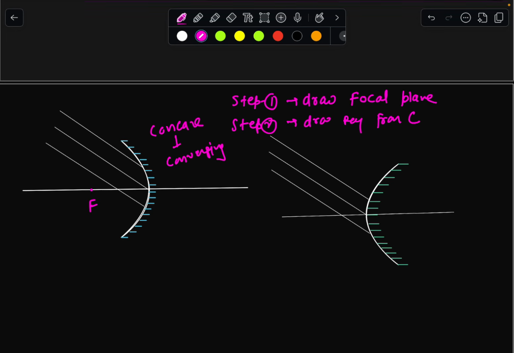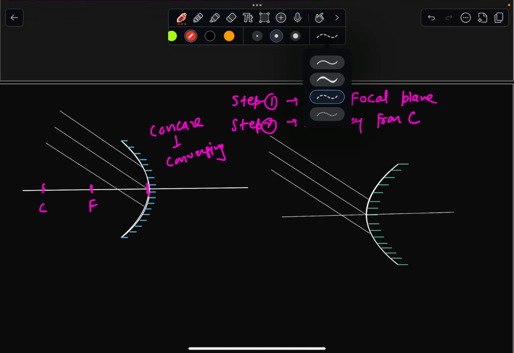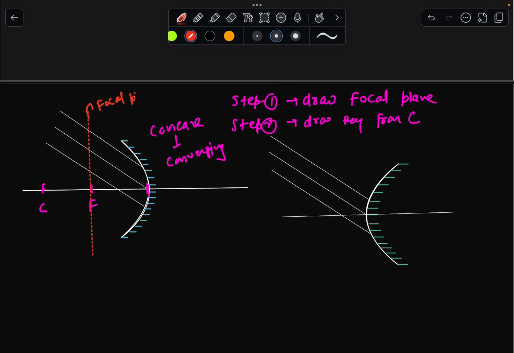Beta, let's say this is F, this is C. One more thing, beta, the distance of F and C should be the same from here. Let's make it exact, no problem, this will be C. Okay, so your first step should be, beta, you should draw the focal plane. The focal plane is always a dotted line, so this particular line is the focal plane.